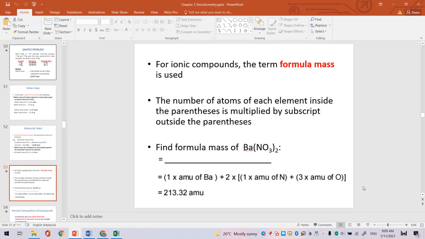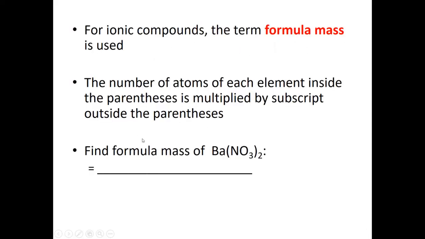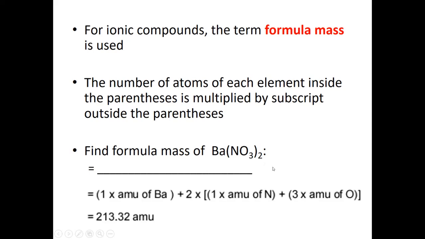Okay, class, we continue our lecture with chapter 2, stoichiometry. For an ionic compound, the term formula mass is used, and the number of atoms of each element inside the parenthesis, inside the bracket, is multiplied by the subscript outside the parenthesis.